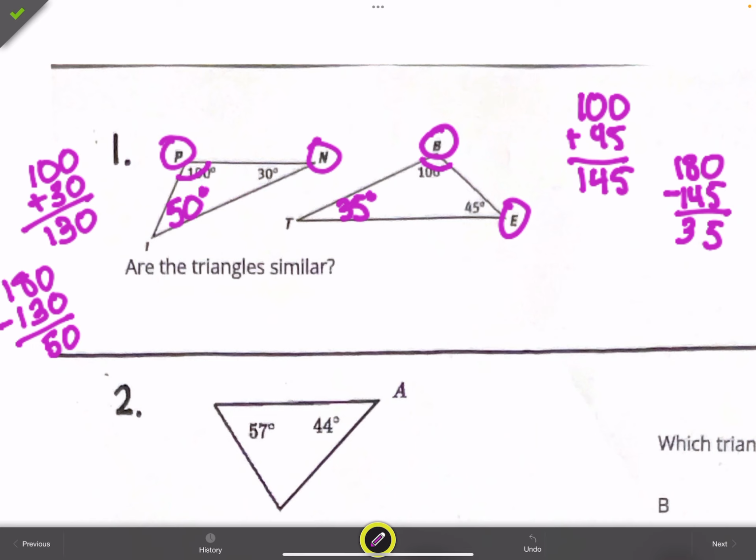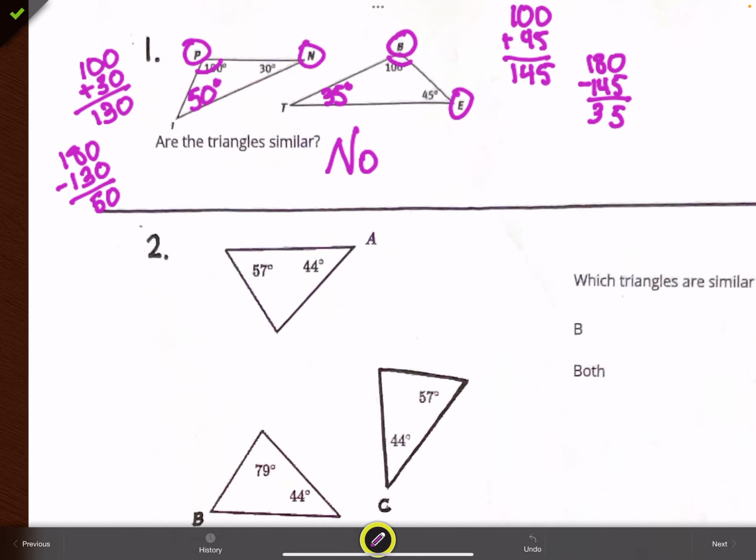Angle P is congruent to angle B, so that's one pair of angles. But then I don't have any other corresponding congruent angles. So in actuality, this would be no, they're not similar. Okay, we only have one pair of angles. That's not enough information, and so we're done.